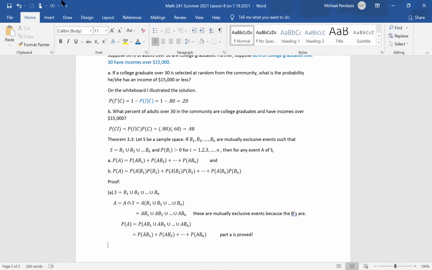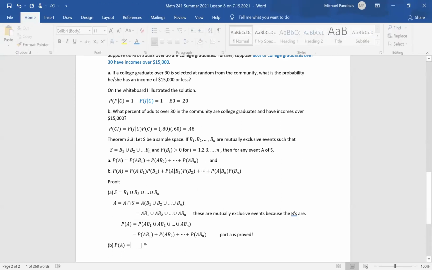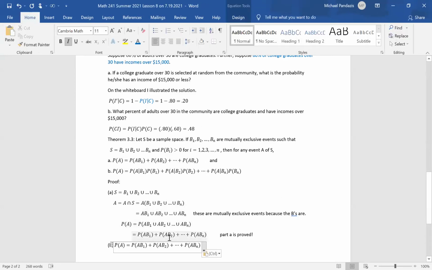Okay, so it's easy to visualize once you visualize correctly. In part B, the proof of B, well, this is actually much easier than it looks. The probability of A is equal to this probability, right? From part A, you know that this is equal to this. We just proved it right here.